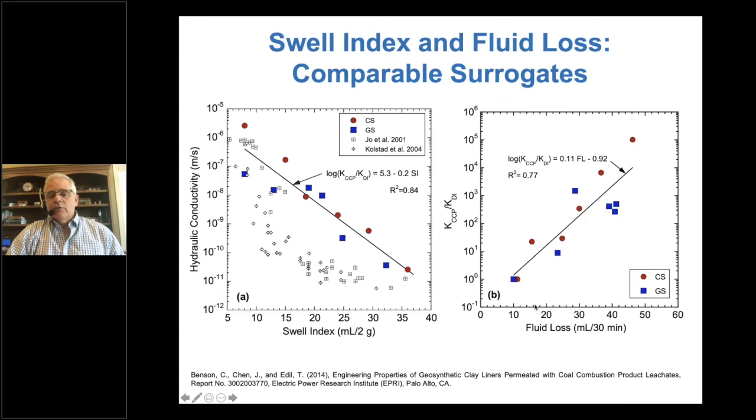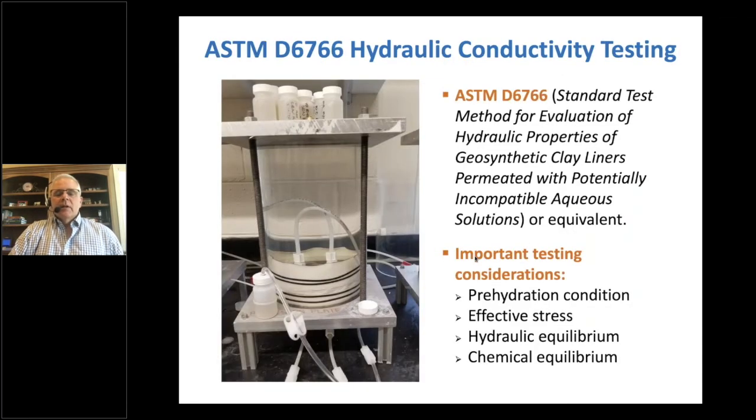Another test that's often used is a fluid loss test where we create a slurry. I don't use this very often. I find it more cumbersome. But essentially, we create a slurry of bentonite. We put it in a vessel. We apply pressure to it, and we measure how much liquid flows out of it. That's called filtrate or fluid loss. And we can get a relationship between the fluid loss and hydraulic conductivity as well. So these are really handy tests to run.